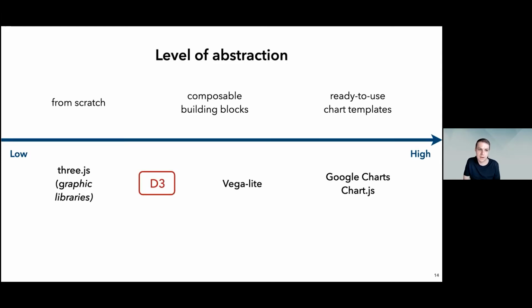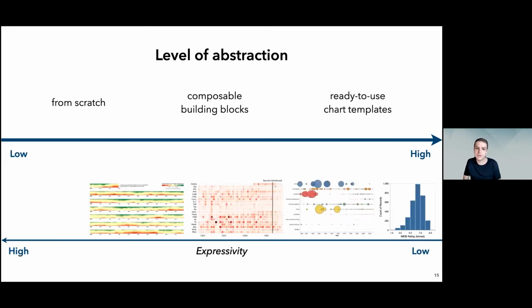And then in the middle of this spectrum, we have a wide range of tools that provide composable building blocks or visualization grammars, if you've heard this term before. Here in the middle, closer to the lower end, there is D3 at a lower level of abstraction. Another example in the middle is Vega-Lite, which allows you to create visualizations using a declarative JSON format. It's a bit easier. You have also some freedom to add a bit more customization to a visualization, but it has some limitations where D3 allows you more expressivity.